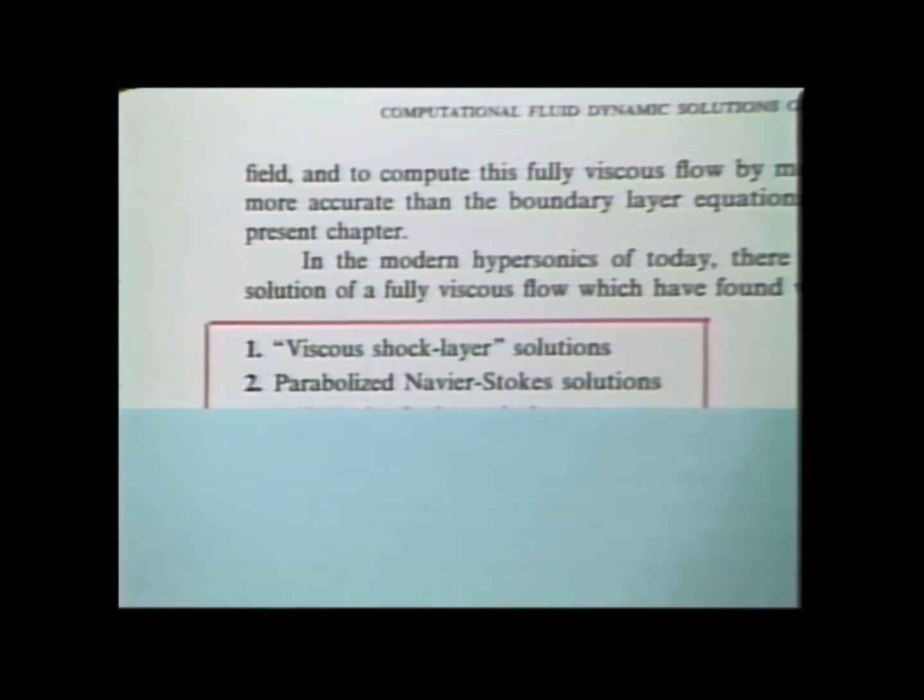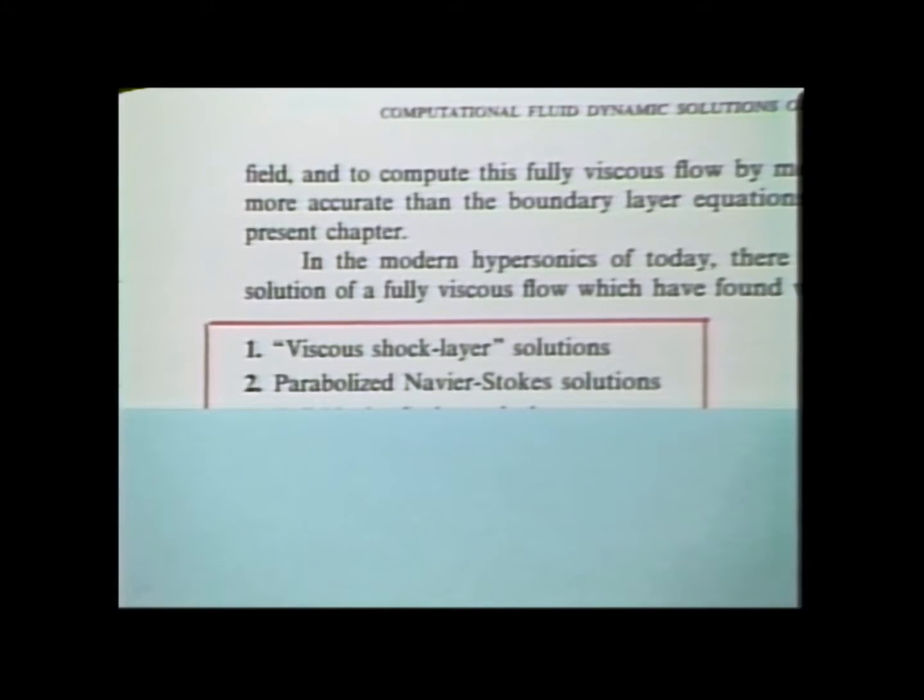Now another notch up from the viscous shock layer equations are the parabolized Navier-Stokes equations. Now these are the full Navier-Stokes equations where all the viscous terms in the x direction have been dropped out in the flow direction.